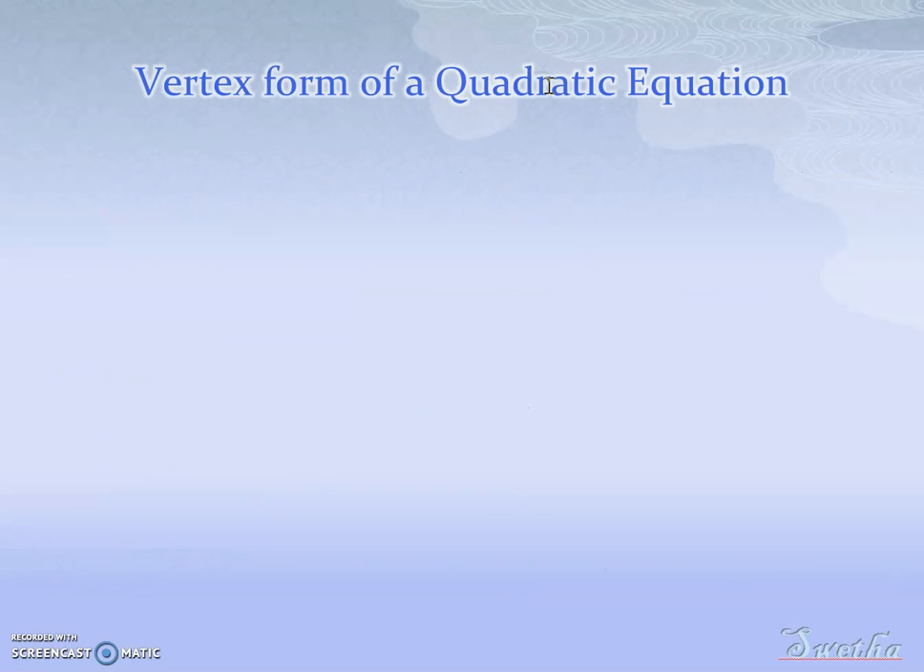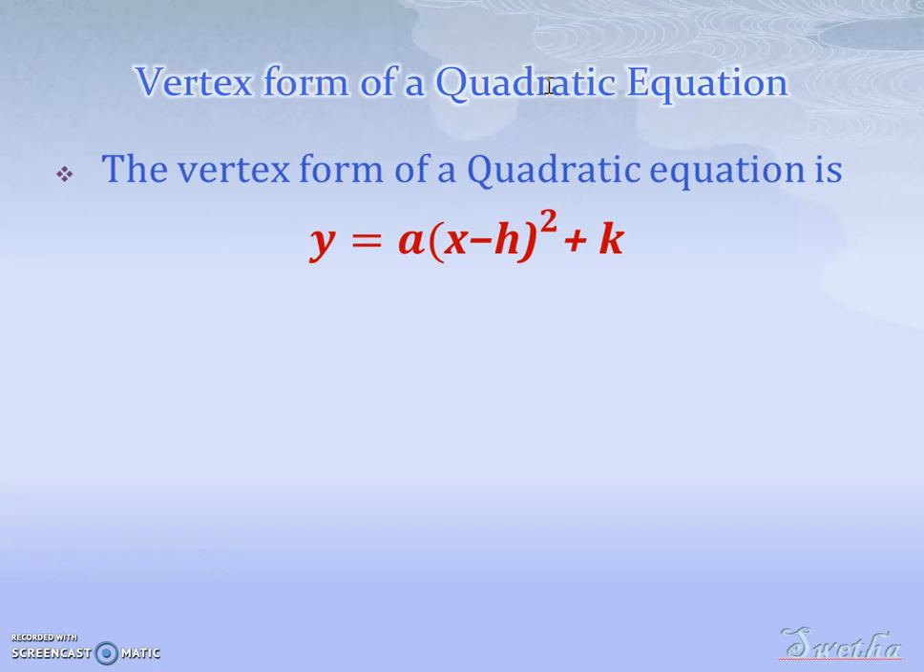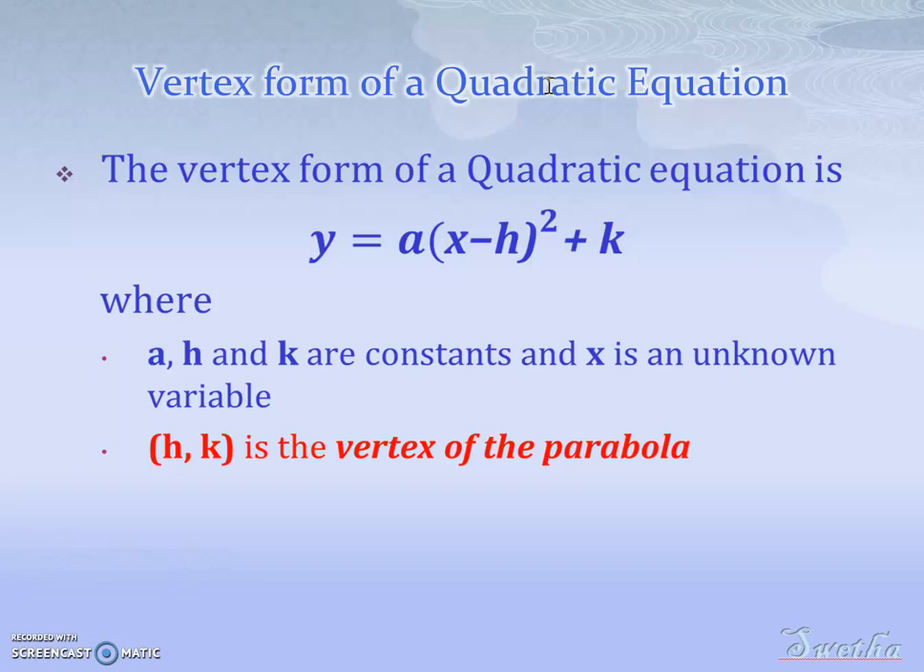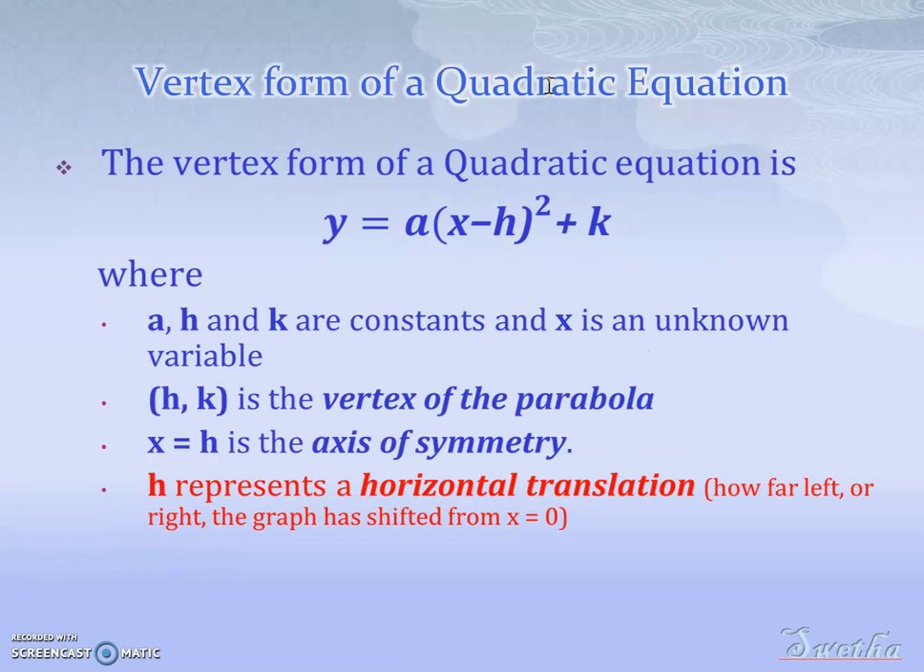Let's talk about the vertex form of a quadratic equation. The vertex form of a quadratic equation is y equals a times (x minus h) squared plus k. In this equation, a, h, and k are constants, and x is the unknown variable. (h, k) is the vertex of the parabola. x is equal to h is the axis of symmetry.